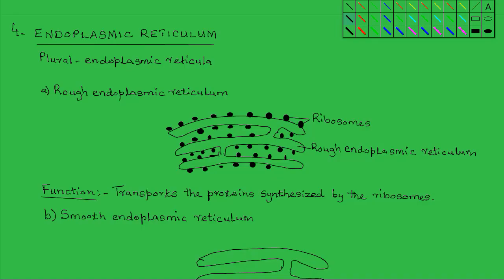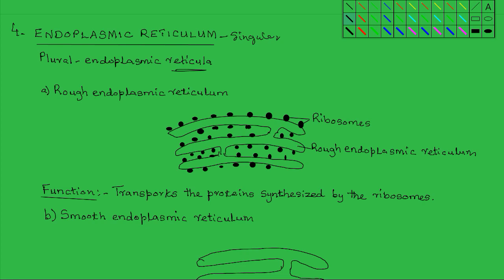The fourth cellular organelle is the endoplasmic reticulum. Now, the term endoplasmic reticulum is the singular form of the organelle. Plural is endoplasmic reticula. Now, the endoplasmic reticulum is a system of flattened cavities and tubes which are lined by a membrane.